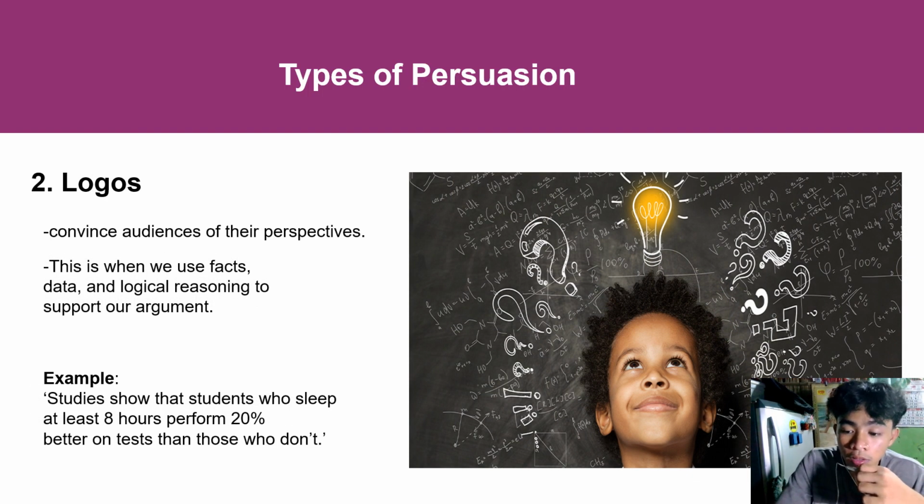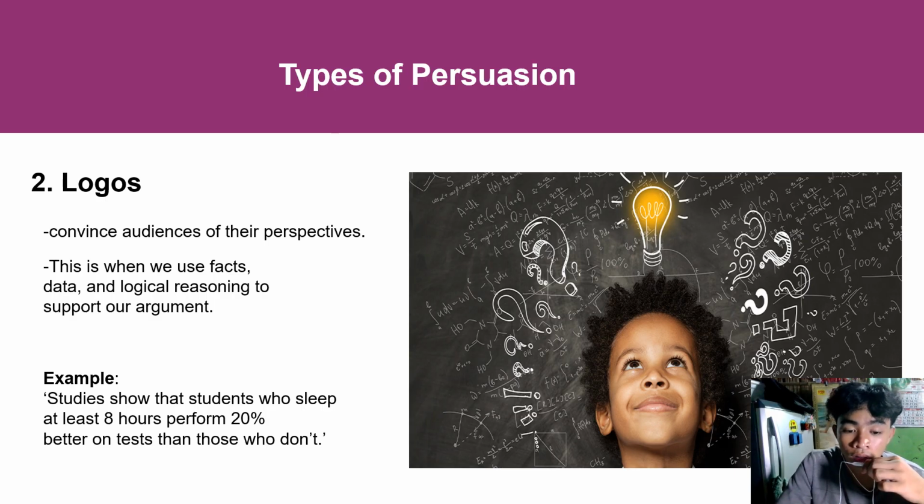So, the second type of persuasion is logos. Logos is to convince audiences of their perspectives. This is when we use facts, data, and logical reasoning to support our argument. So, what is logos? It refers to the appeal to logic and reason, using facts, evidence, and clear reasoning to convince an audience. So, here is an example. A study shows that students who sleep at least 8 hours perform 20% better on tests than those who don't.